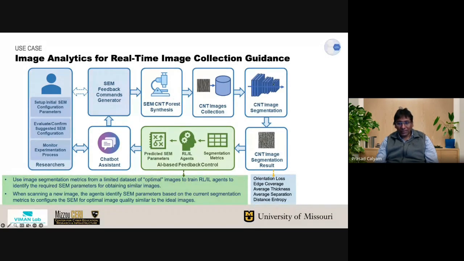So based on this sort of a closed loop system, we can do what we call real-time image collection guidance, right, using AI. And that can actually be very effective, especially in these cases of the CNT manufacturing and similar other manufacturing process where we don't get a lot of data sets to do very extensive machine learning based training and inference, right? So using a limited data set, how can we still have the agents be trained to identify the right set of parameters is obviously the more interesting innovation and the challenge here.